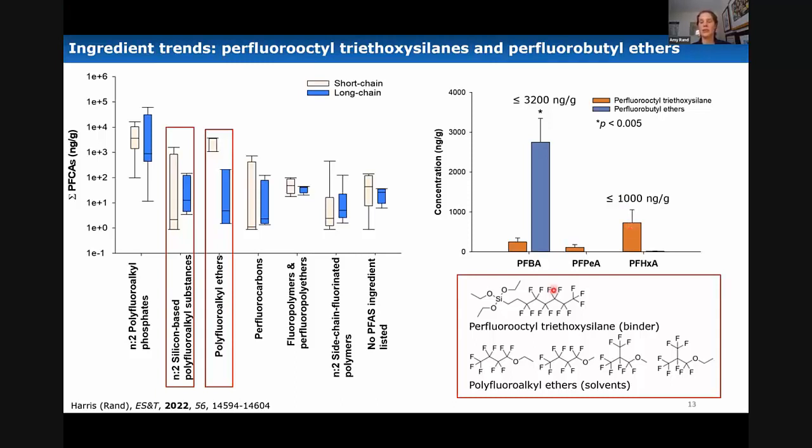And so we rationalized that this was due to the presence of the 6:2 fluorotelomer moiety within this ingredient.